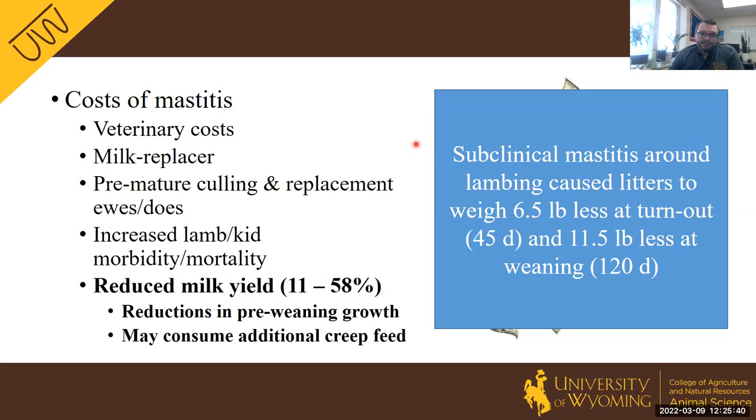Some of our data out of Montana State had showed that Rambouillet ewes with subclinical mastitis around lambing, specifically about 3 to 5 days after they lambed, had litters that weighed 6.5 pounds less at summer turnout when the lambs were 1.5 months old. And these litters still weighed 11.5 pounds less at weaning when they were 120 days old. And these numbers are in comparison with lambs or litters reared by ewes that did not have subclinical mastitis early in lactation. So early lactation mastitis can have lasting impacts on her lambs throughout the entire lactation, even through weaning.